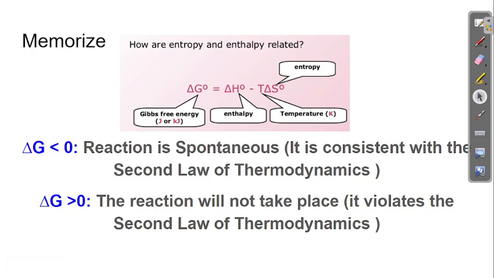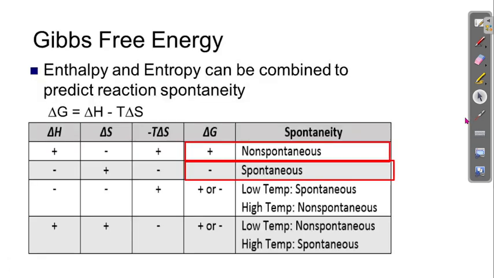So it's consistent with the second law of thermodynamics. The universe is happy. If the change in Gibbs free energy is bigger than 0, a positive number, the reaction will not take place because it would violate the second law of thermodynamics.